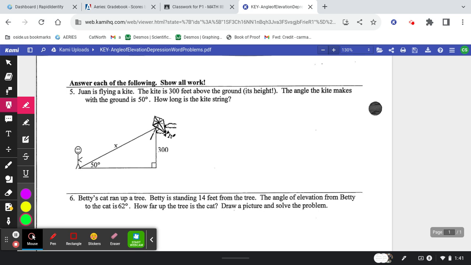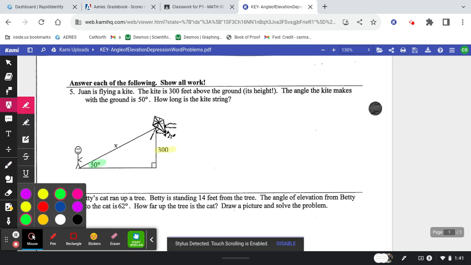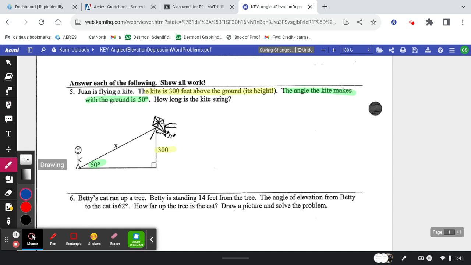The kite is 300 feet above the ground. So notice right here where we already have the label for you. And in the future, you're going to be drawing these diagrams based on the picture. The angle that the kite makes with the ground is 50 degrees. It's this right here. And then how long is the kite string means we're trying to get the hypotenuse.